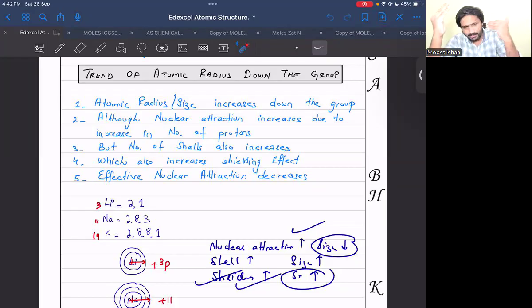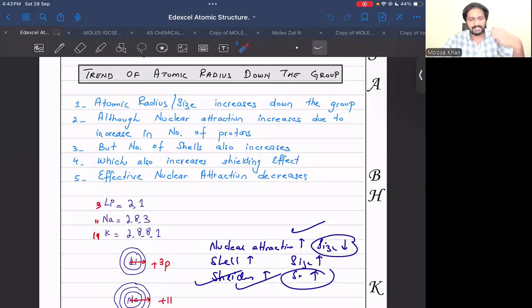Nuclear attraction is trying to decrease the atomic size, but the increase in the number of shells and the increase in shielding due to the increase in shells is trying to increase the atomic size. So shielding effect actually wins when it comes to the fight between nuclear attraction and shielding effect. So we can say that the effect of shielding is more significant as compared to the effect of nuclear pull. So the overall effect is that the atomic size increases down the group.